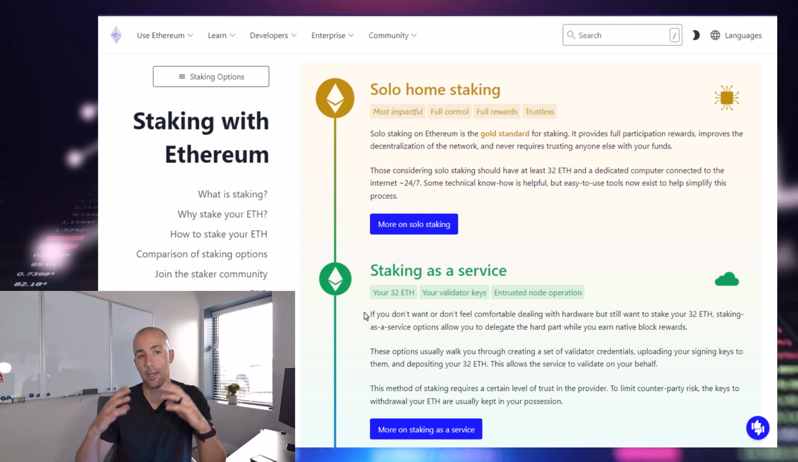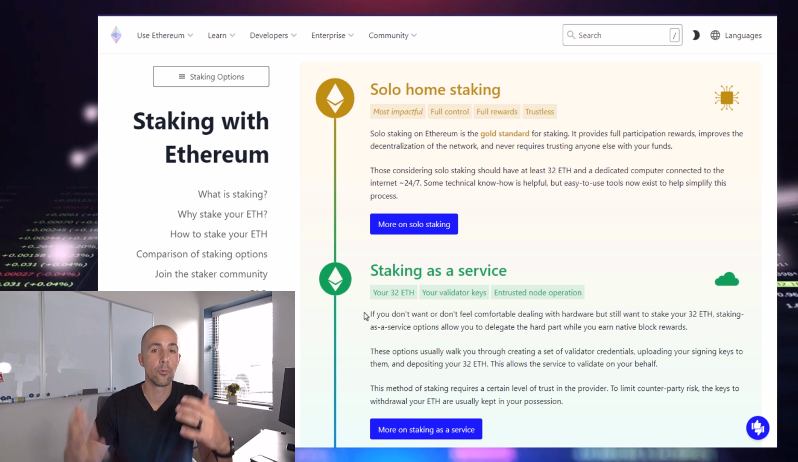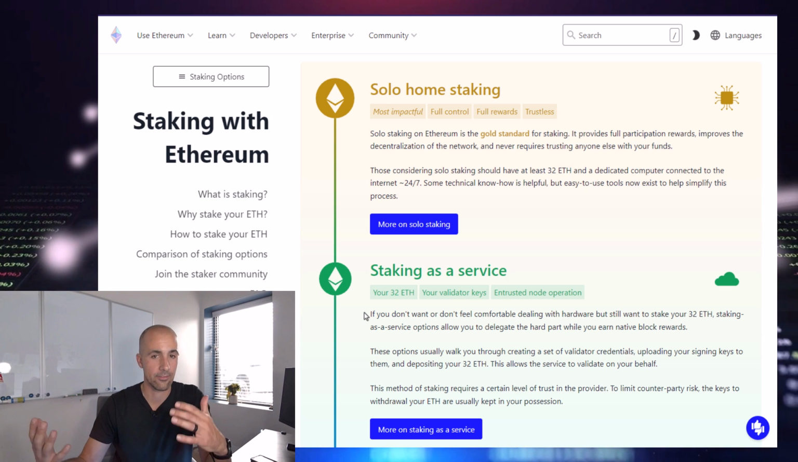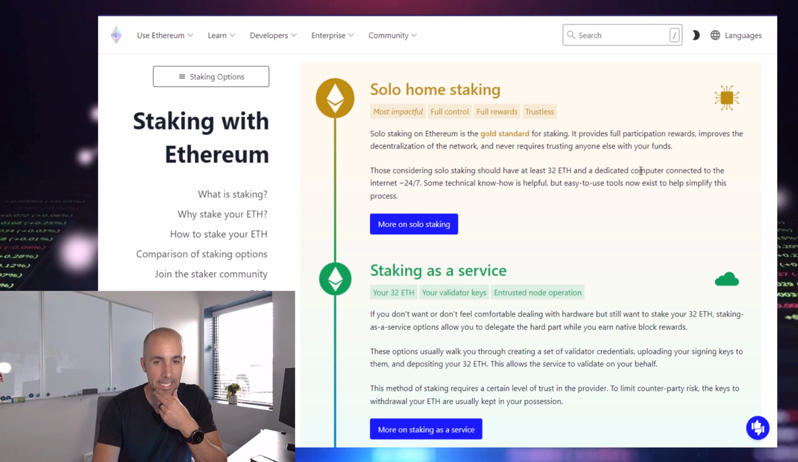They also basically require that you know how to run your own staking system. So this is really like enterprise grade IT dedication that you need.